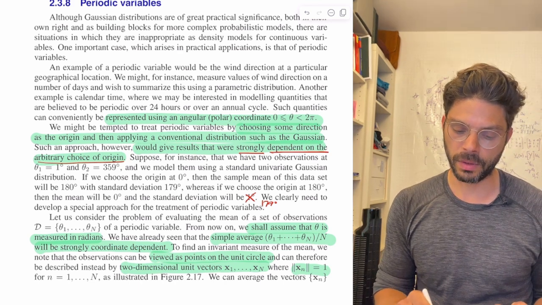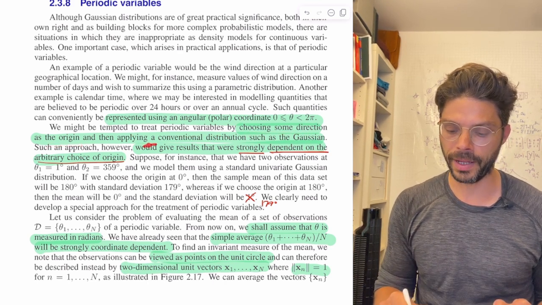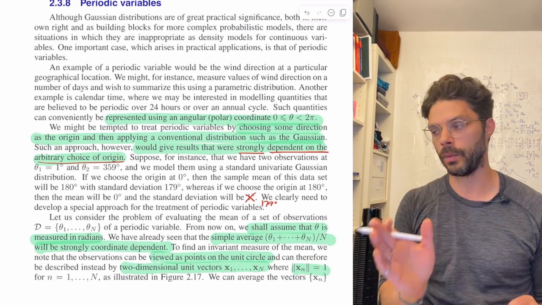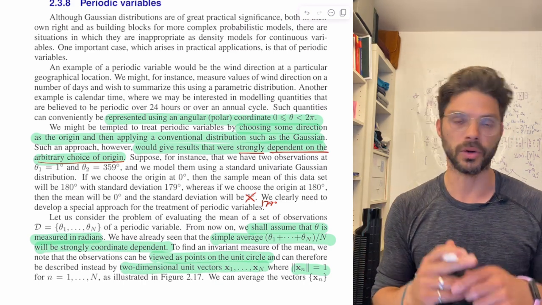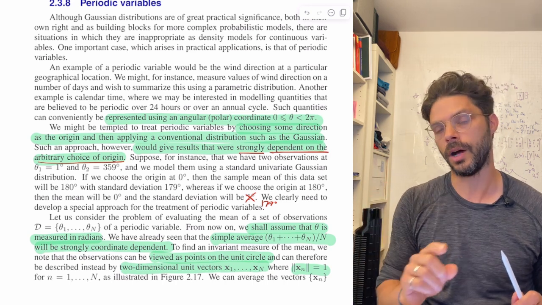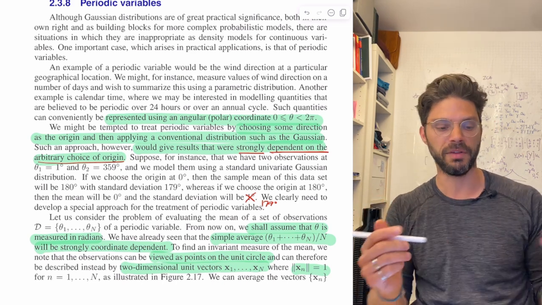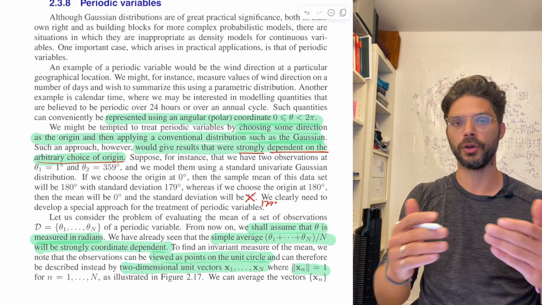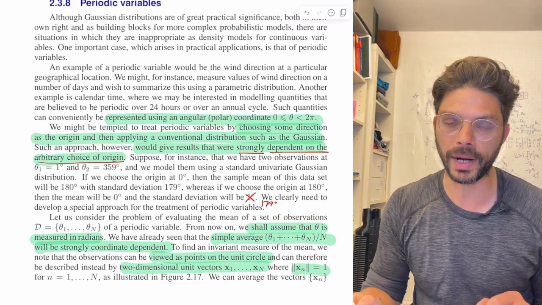Okay, so it says we might be tempted to treat periodic variables by choosing some direction as the origin, and then applying a conventional distribution such as the Gaussian. So for example, if you're working with angular data, you might think, okay, well, a particular direction is 0, and I'm going to measure everything relative to that. If you're working with 24-hour data, maybe midnight is going to be your 0 point, and you'll measure time relative to that. But in some sense, that doesn't acknowledge the fact that 11:59 p.m., which is kind of the maximum value you can get, is very close to 1 minute after midnight. And so it's important to use data that acknowledge that periodicity. And we're going to see in this example what happens when you don't.